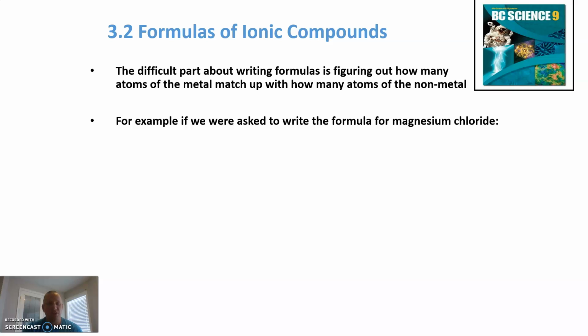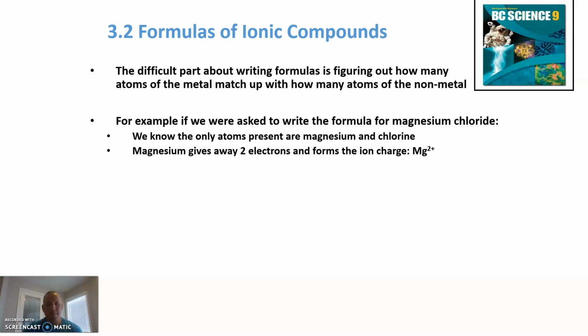So I'm just going to jump in, show you an example of how to do this, and then we'll work our way through some examples. So say I asked you to write the formula for magnesium chloride. We just saw it on the last slide, it's MgCl2, but how do we know to add that little 2? So to start, we know the only atoms that are present are magnesium and chlorine. We know that magnesium gives away 2 electrons and forms an ion charge of Mg2+ from the periodic table. We know that chlorine likes to take 1 electron and it forms the ion charge Cl-.